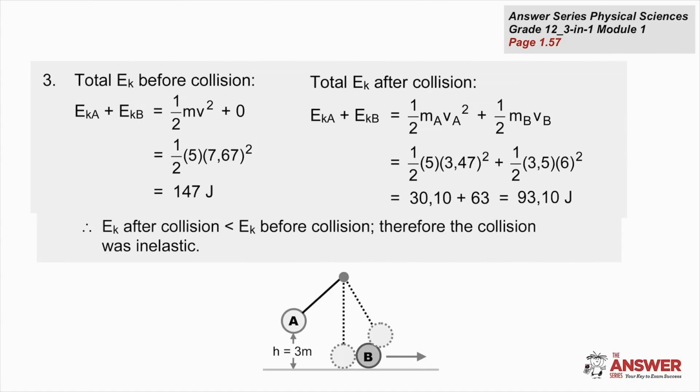Is the collision elastic? Only A had kinetic energy before the collision, 147 joules to be exact. After the collision, A has a reduced kinetic energy of 30.10 joules, and B has gained 63 joules of energy. Together, however, their combined kinetic energy is less than the original amount, so the collision is inelastic.